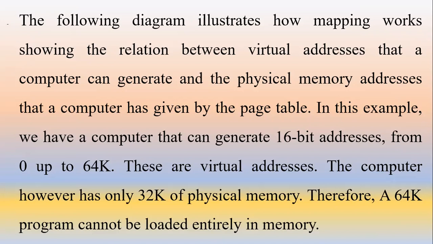The following diagram illustrates how mapping works, showing the relation between virtual addresses that a computer can generate and the physical memory addresses that a computer has, given by the page table. In this example, we have a computer that can generate 16-bit addresses from 0 up to 64 kilobytes. These are virtual addresses. The computer, however, has only 32 kilobytes of physical memory. For that reason, a 64 kilobyte program cannot be loaded entirely in memory. Only a portion of that process or program will be loaded into memory, and then later on, the portion that has been acted upon will be removed and another portion will be brought into memory.